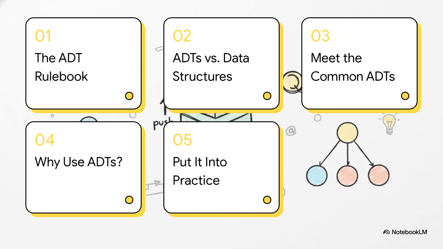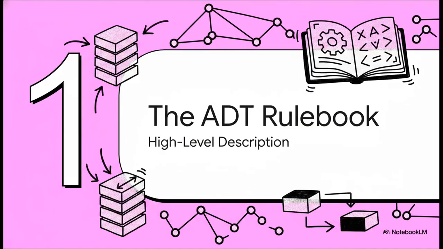Okay, let's dive into this. We've got a really solid roadmap for today. We're going to start by defining the ADT rulebook, untangle the core difference between ADTs and data structures, meet the common ones you need to know, explore exactly why we even use them, and finally, we'll put it all into practice. Let's get going. Kicking things off with Section 1, the ADT rulebook.